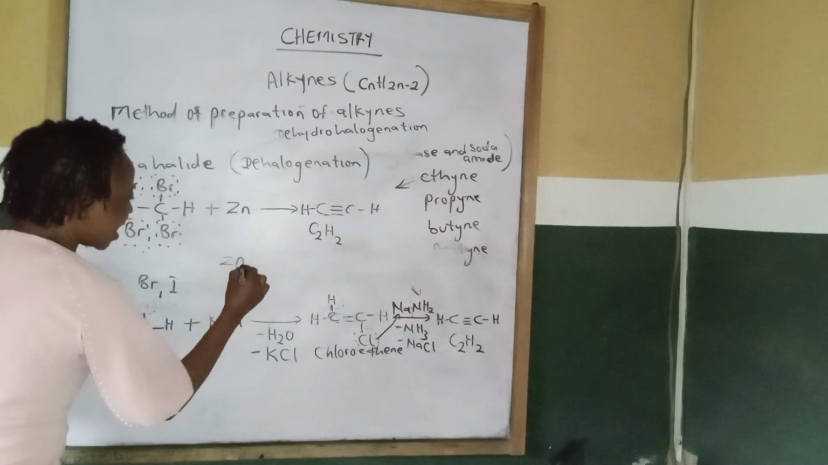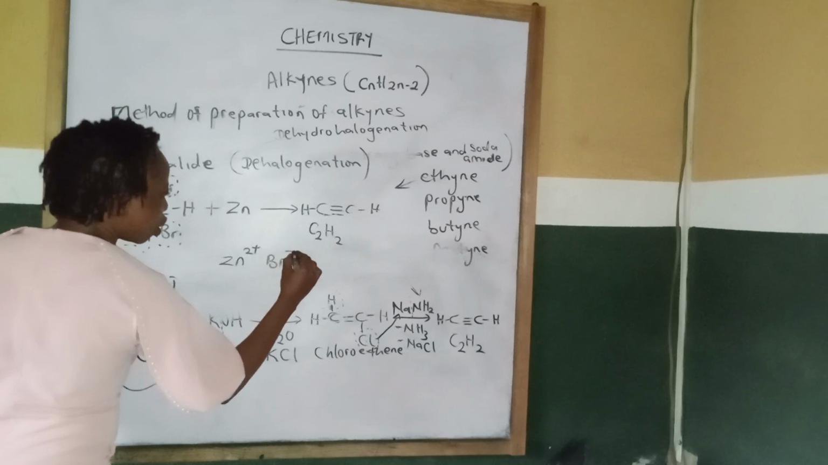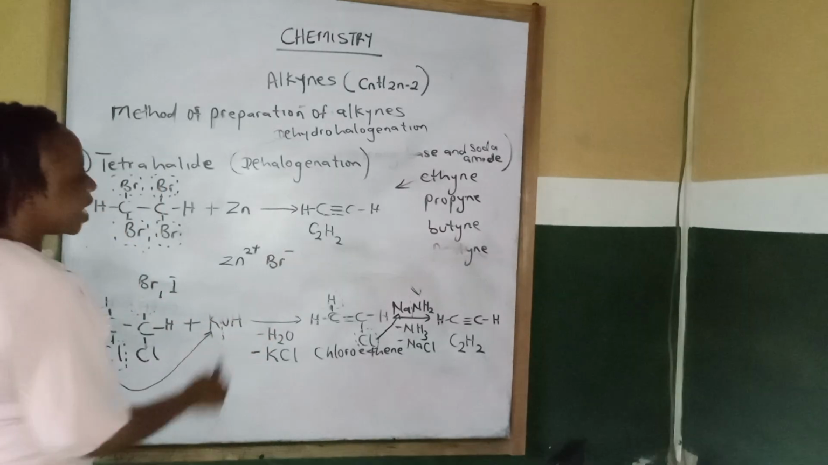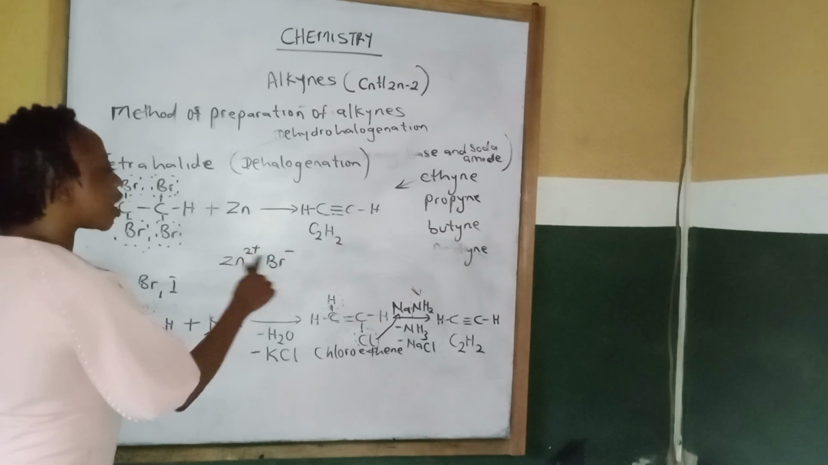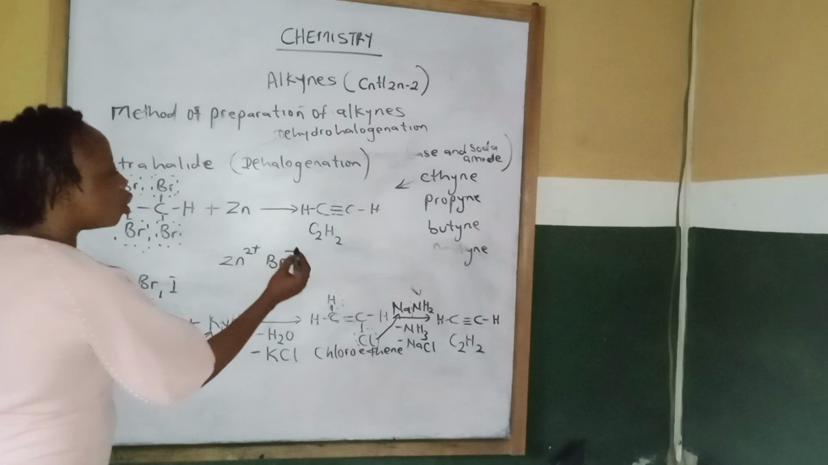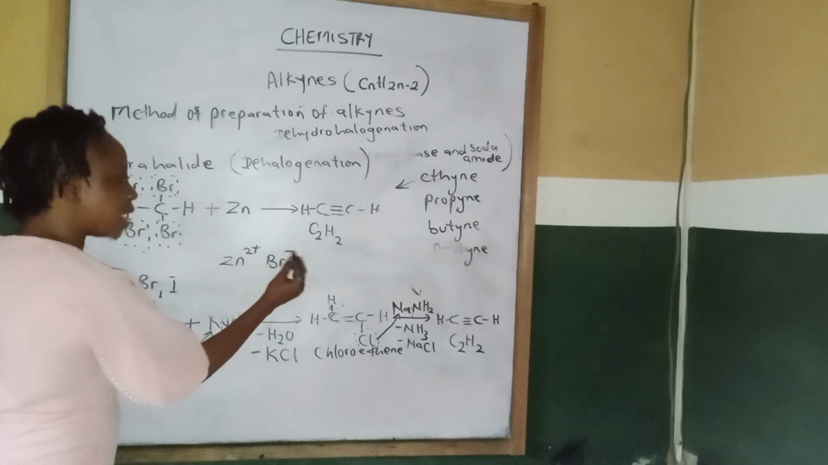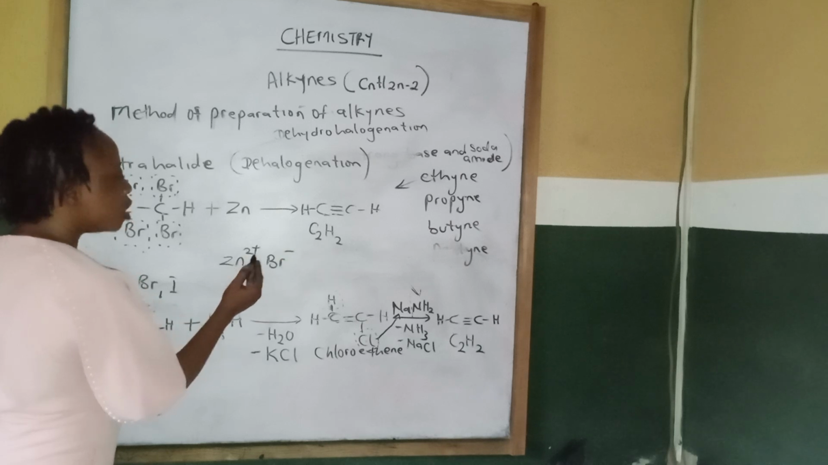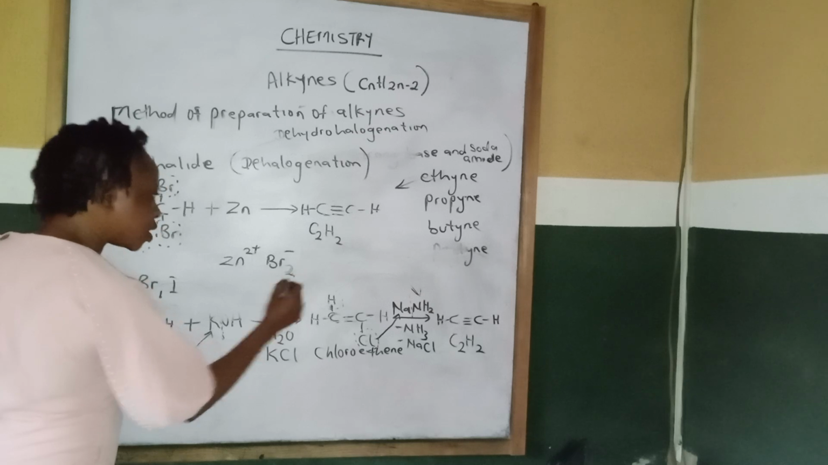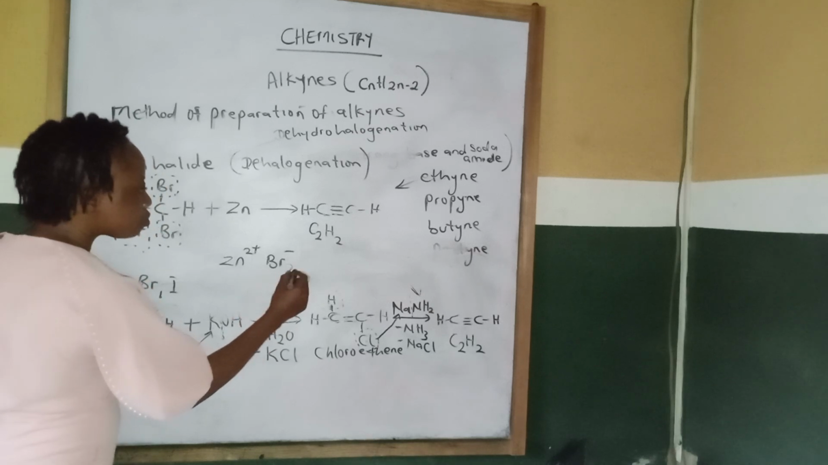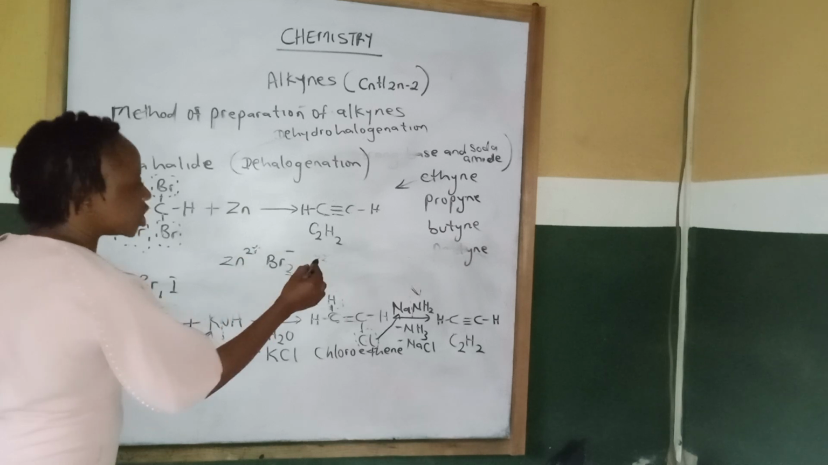Don't forget that Zn is 2 plus, then bromine is -1. For the two ions to come together to form a compound, the positive must cancel the negative. Bromine is minus, meaning -1, then +2. So +2 cannot cancel -1, so we have to multiply this one by 2. Bromine times 2 will give me -2. Then +2, we cancel this -2 down.